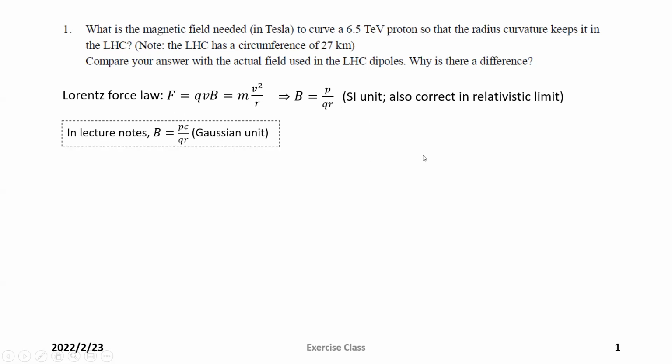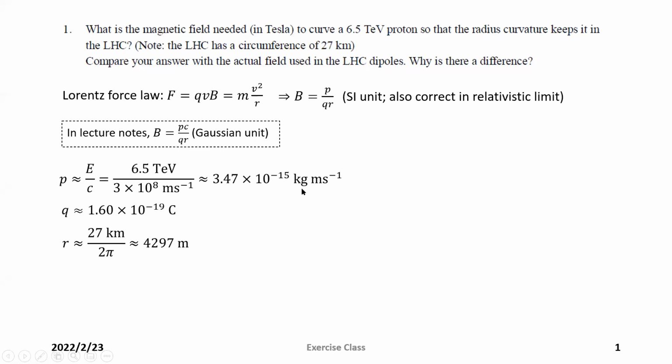And I also noticed that in the lecture notes, the expression is written in this form, in which there is an additional speed of light here. If you are confused, this is actually written in Gaussian units. But for this question, we can just simply stick with SI units for simplicity. So we now have this expression, and you can just simply plug in the values.